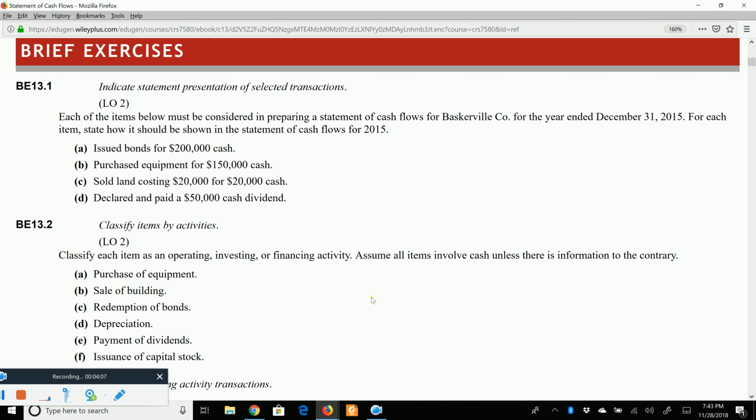When we're trying to figure out whether something is an operating item, an investing item, or a financing item, we need to first see how it relates to the balance sheet. Does it affect a current asset or a current liability? If so, it's an operating activity. Does it affect a long-term asset? If so, it's an investing activity. And last but not least, if it affects a long-term liability or an equity account, that is a financing activity. So operating, investing, and financing.